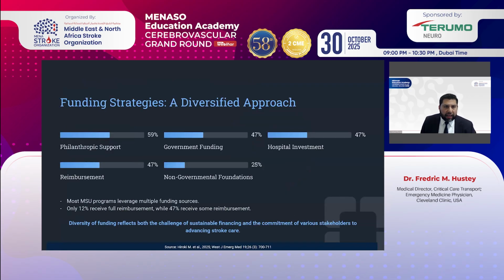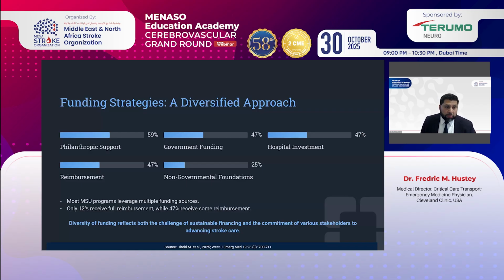And if you look here at how programs are funding their mobile stroke units, you can see these numbers add up to well more than 100%. So it's clear that programs are leveraging multiple sources of funding. The most common being philanthropic support, so getting donations, like at Cleveland Clinic, where we were able to get some support. You can see that government funding, hospital investment, and reimbursement is pretty even, and then non-governmental foundations. But the most common scenario basically is getting support from different areas.